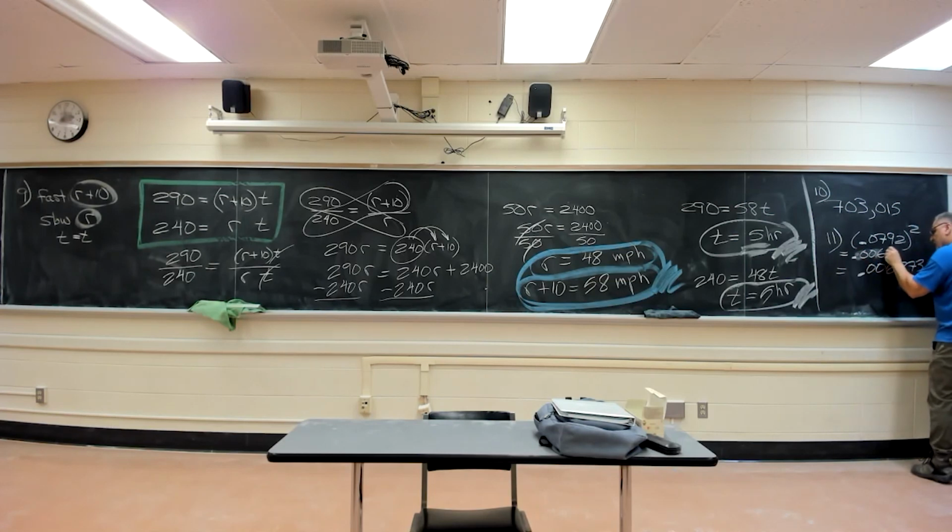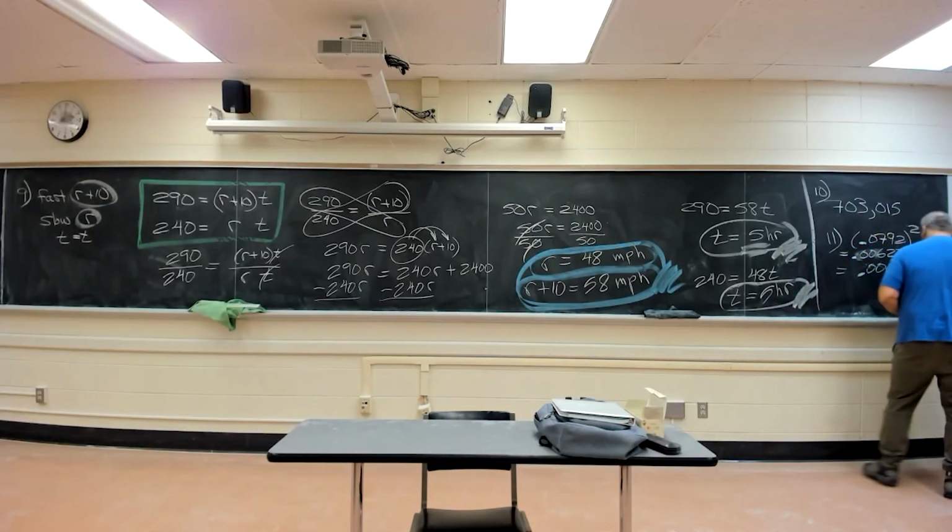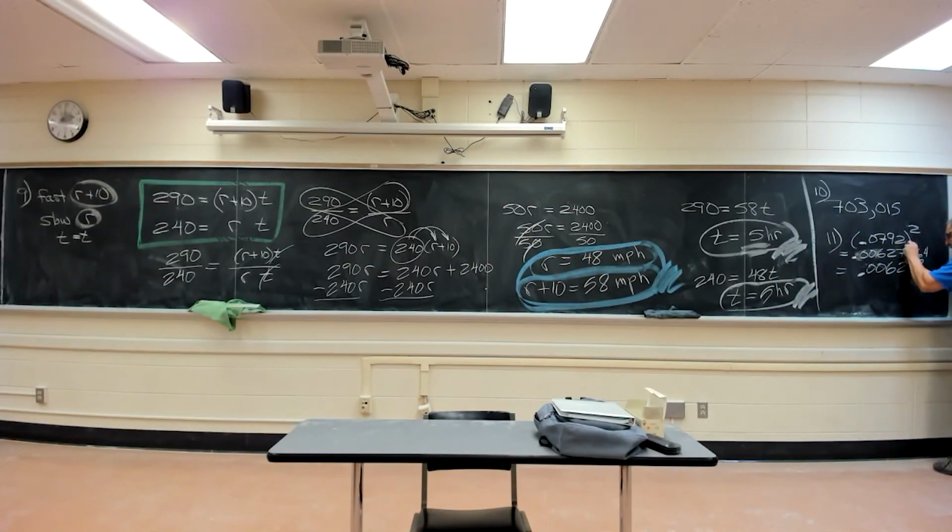0.00627264. Tenths, hundredths, thousandths, 10,000s, 100,000s, millionths. This is the millions place. Look what's going on right next to it. Let's try it again. Tenths, hundredths, thousandths, 10,000s, 100,000s, millions. So that's the millions place of this long answer, I guess you could say.